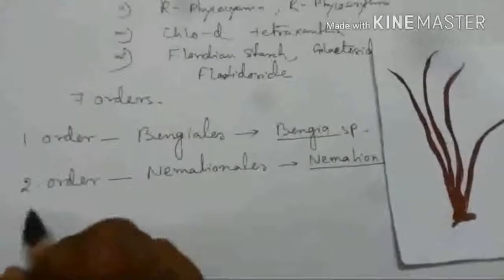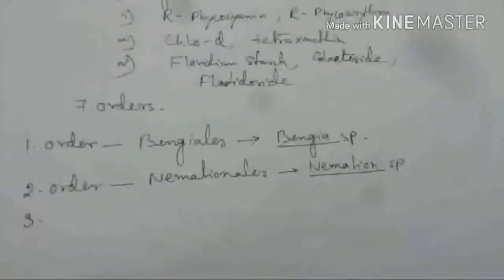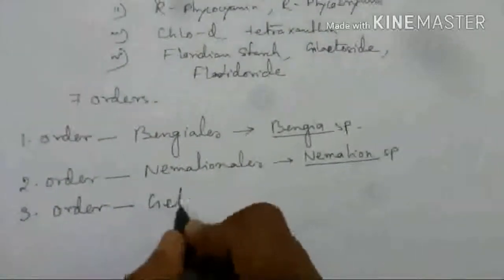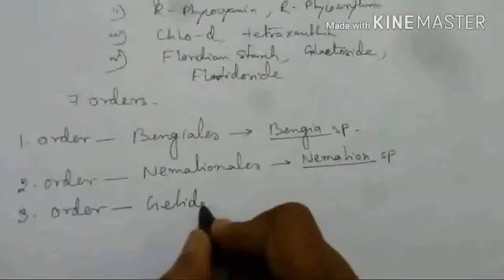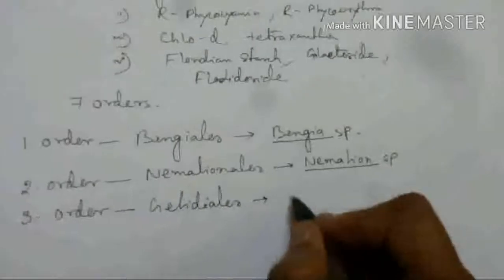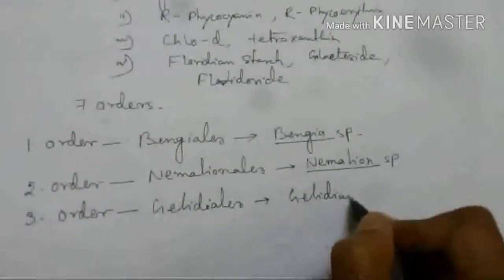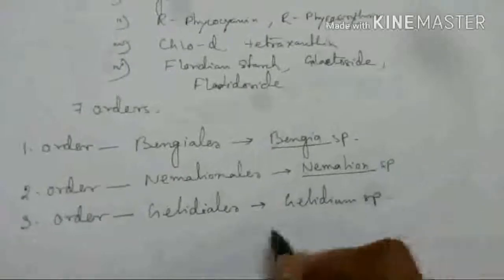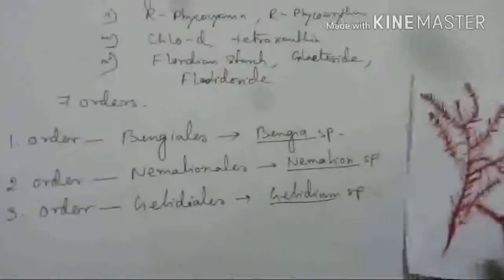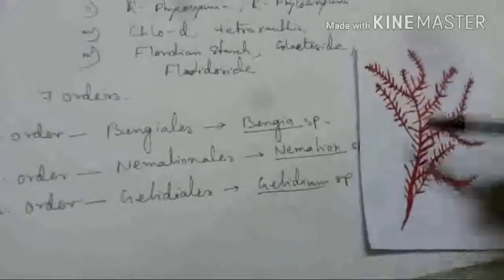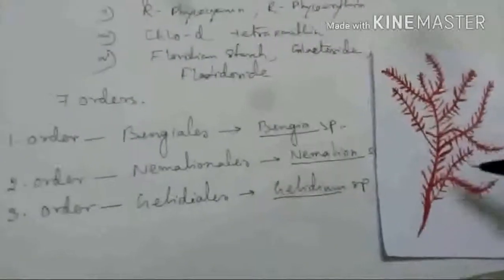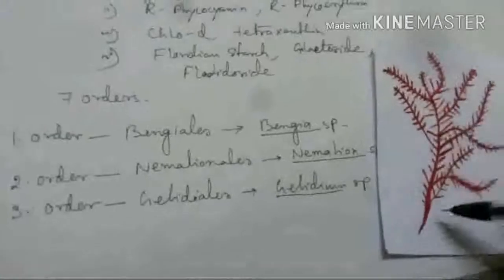So the next, third order is Gelidiales, and the example of this order is Gelidium algae. Here the plant body is irregularly branched and can be 2 to 40 centimeters in size, and it is red in color.